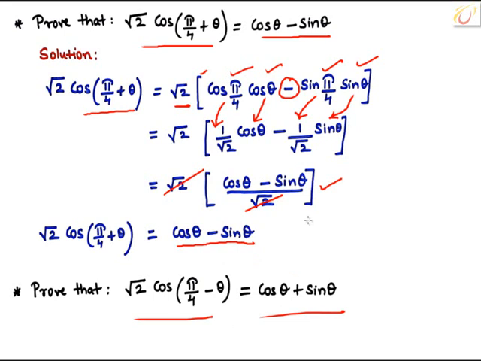Again, can we derive a formula? Cos(45 + theta) is (cos theta minus sin theta) whole thing divided by root 2. So cos(45 - theta) will be (cos theta plus sin theta) upon root 2. Please try to derive such formulas as much as possible.